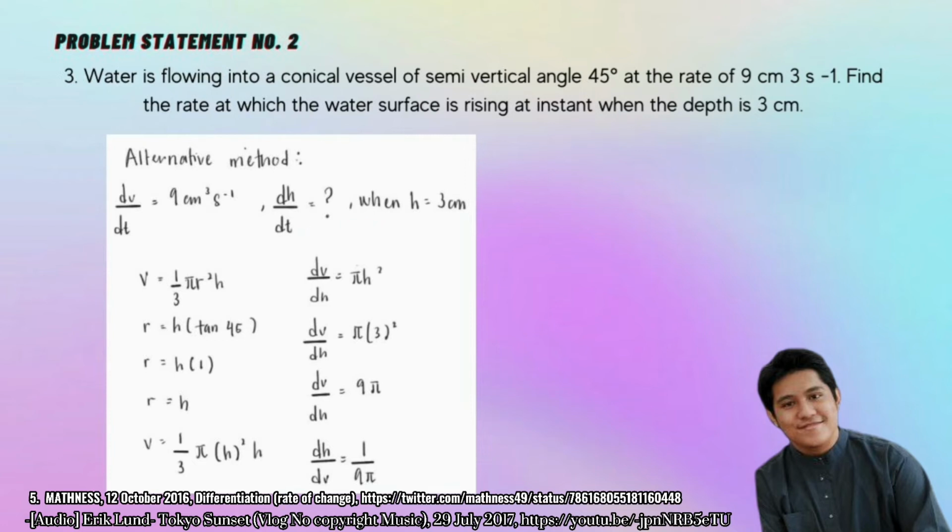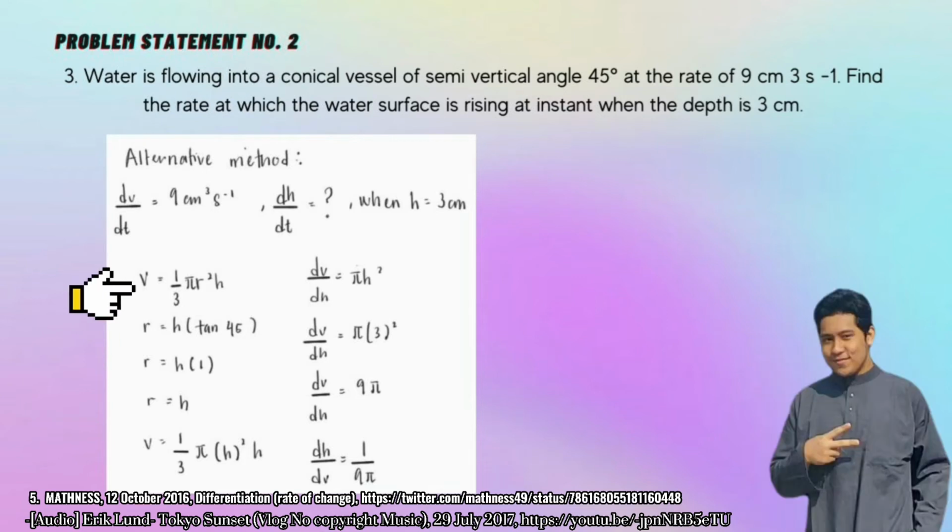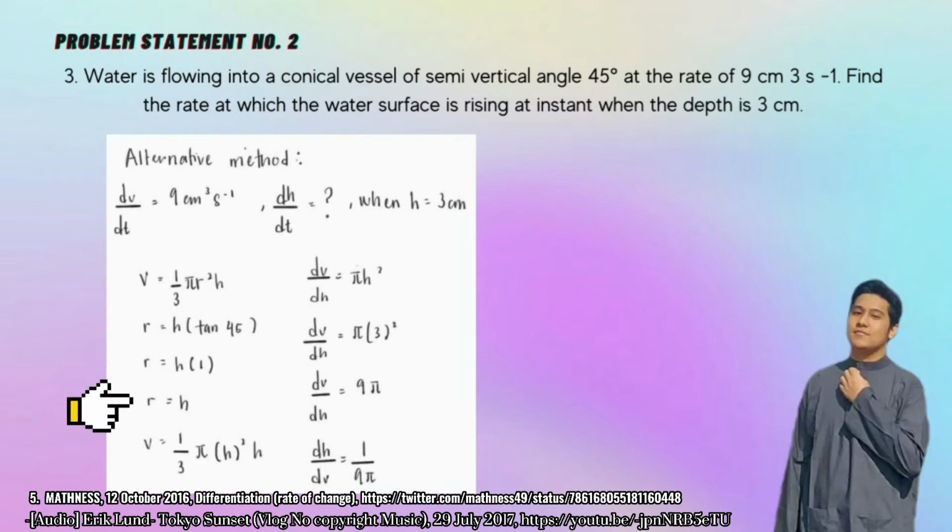For the second step, you have to write the volume of a cone, which is 1 over 3 pi r squared h, and then we simplify it by proportion. We eliminate one of the variables, which is r equals h multiplied by tan 45. Tan 45 is equal to 1, so you will get r equals h.